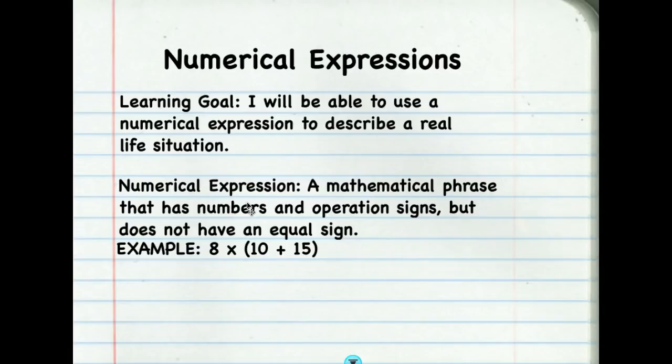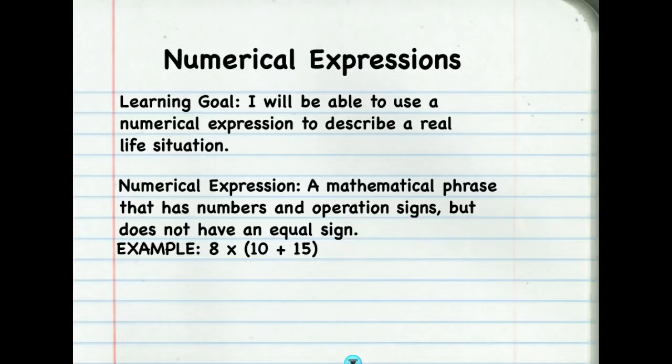Now, what exactly is a numerical expression? It's a mathematical phrase that has numbers and operation signs, but does not have an equal sign. So this is an example of a numerical expression: 8 times 10 plus 15. As you can see here, I have numbers and I have symbols, but I don't have an equal sign. So it's basically like a math problem without an equal sign, without having to solve it. All right, so go ahead and pause this video. Make sure you have all these things written down neatly in your math journal.